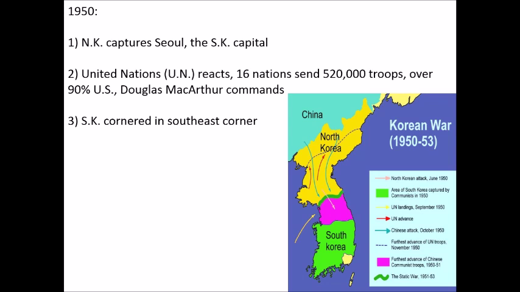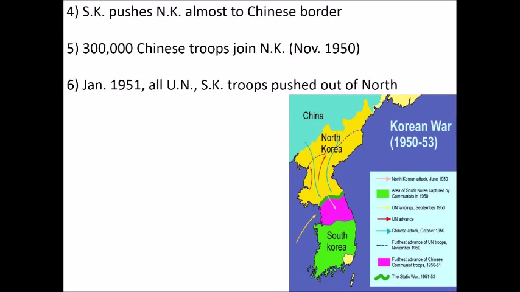So after the capital gets captured, if you look on the map here, you're going to see a little tiny area down at the bottom right-hand corner of South Korea. That's pretty much all that was left for South Korea. The North, the communists had taken over everything else at one point in 1950. Fortunately, under MacArthur's leadership, South Korea, the U.S., the UN are able to push the North almost back to the North Korean border. You'll see a dotted line in the map there.